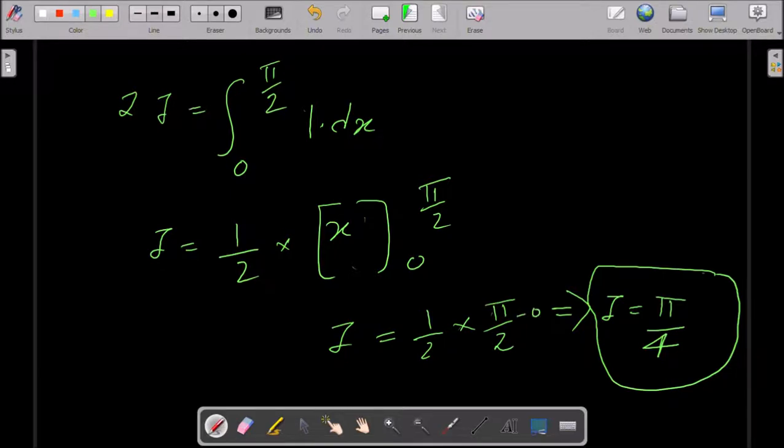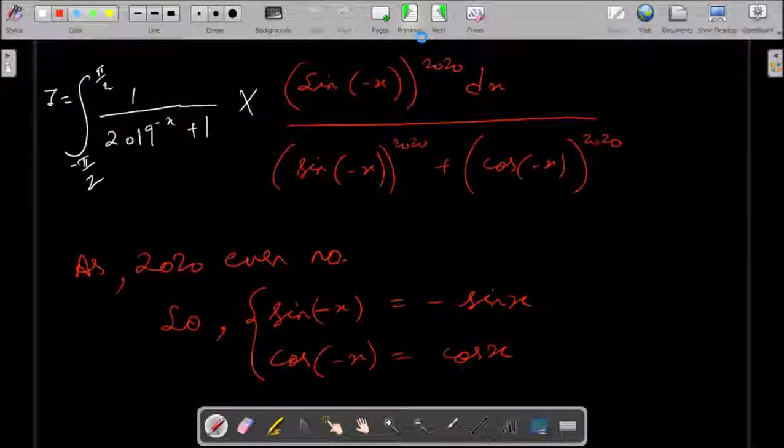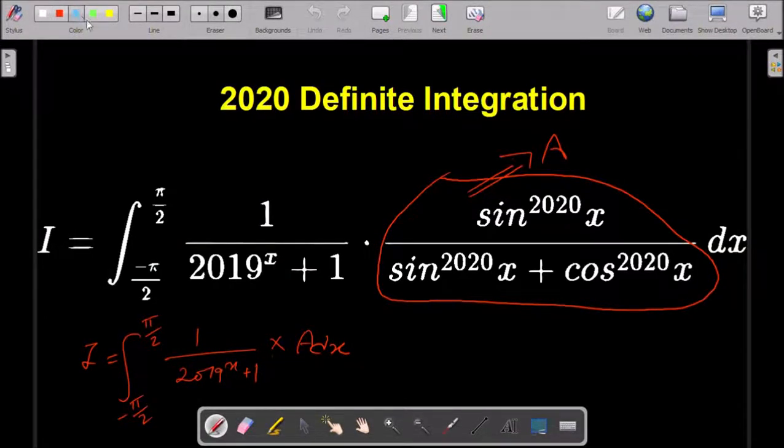This was pi by 2 minus 0. 0 was not important to write, that's why I have not written it. So this will be the answer. Go and watch my previous video also on this. I'm giving the link in the description for that video, so go and watch there also, you will understand very clearly. So this answer is 5/4 only. I'm writing here also, answer is 5/4.